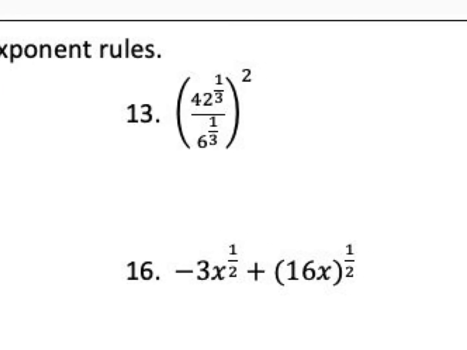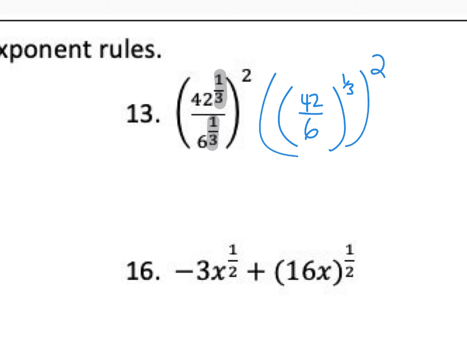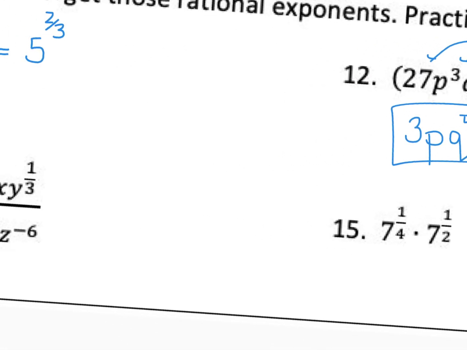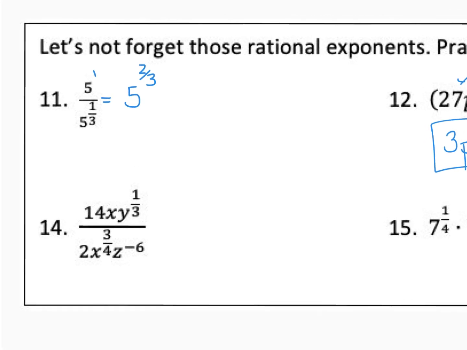All right, 13. Here's what I noticed. This time I have a 1/3, a 1/3. They've got the same exponent, so here's what I can do. I can make this 42 over 6 raised to the 1/3, and then that's raised to the second. Why would I do that? Because I can divide 42 by 6, that's 7, and then power to a power would be 1/3 times 2 is 2/3. So it's 7 to the 2/3. Isn't math awesome how you can just apply these rules and you take these ugly, complicated expressions and they get so easy?